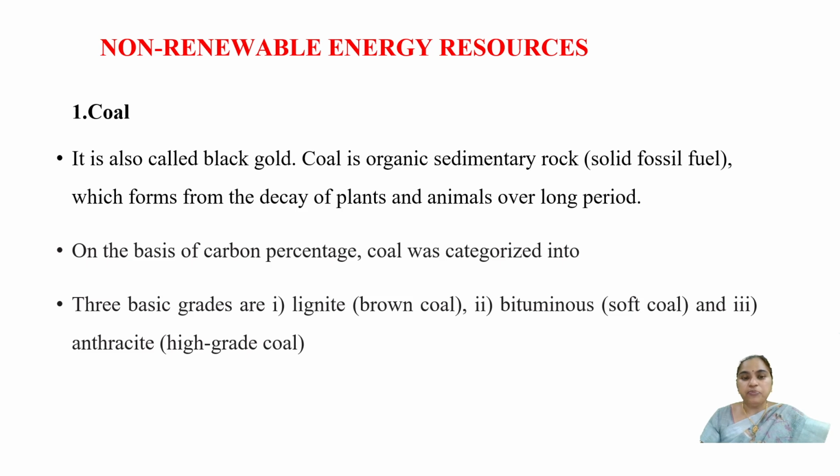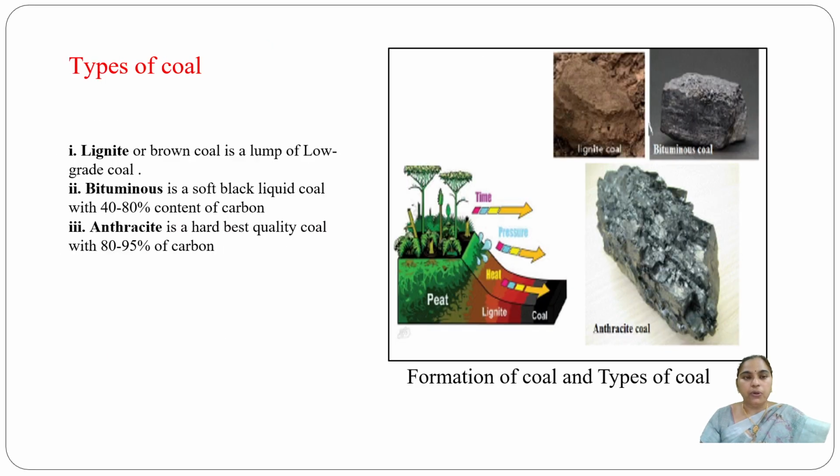On the basis of the percentage of carbon, coal is categorized into three grades. The first one is lignite, the second is bituminous, and the third is anthracite. Lignite is brown in color, bituminous is a soft coal, and anthracite is the high grade coal.